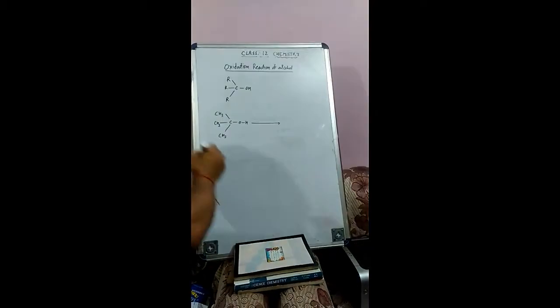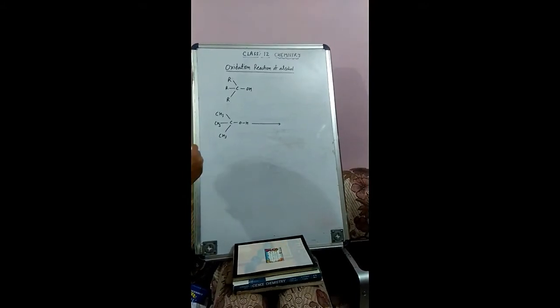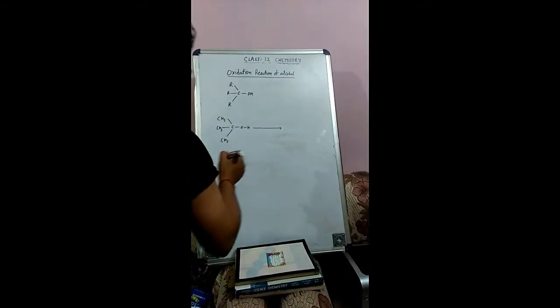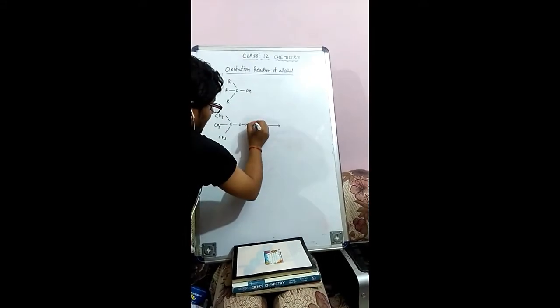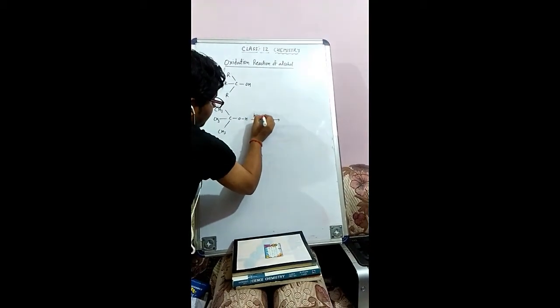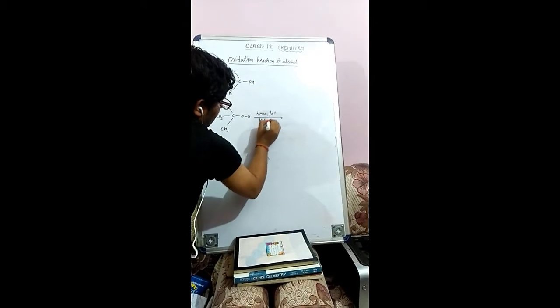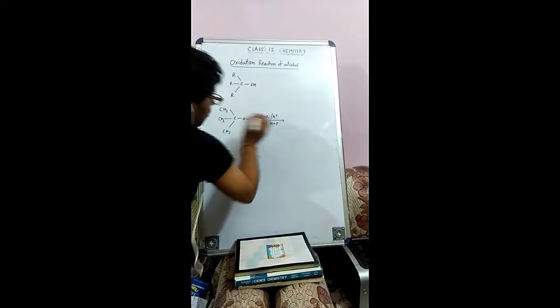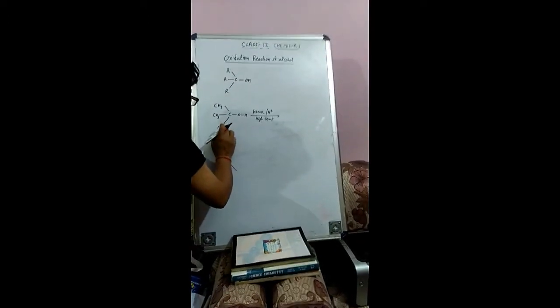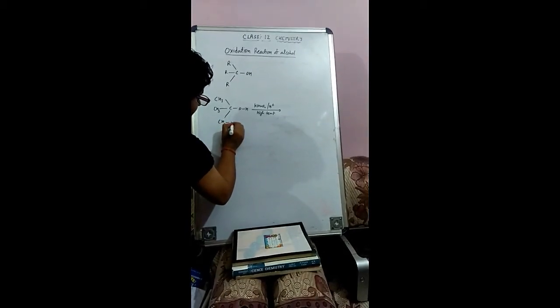The reaction is carried out with a strong oxidizing agent, like KMnO4 in acidic medium, at high temperature. This does not happen at normal temperature. So from here I can write CH2 single bond H.